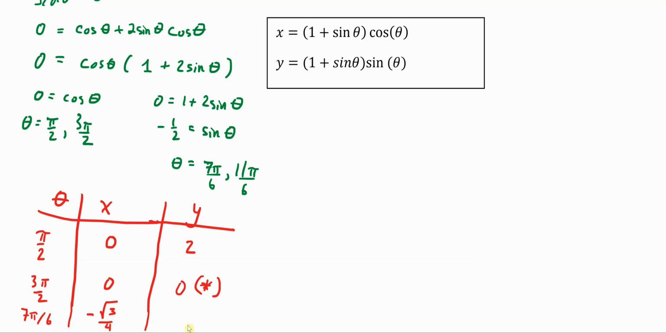And then for the y values, again, 1 plus -1 half is going to be 1 half. Sine of 7 pi over 6 is -1 half. So that's going to give me -1/4.